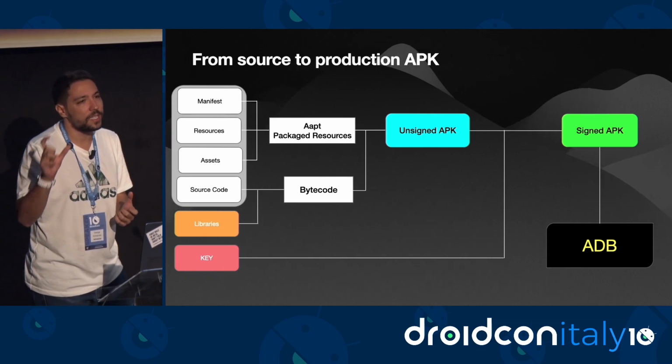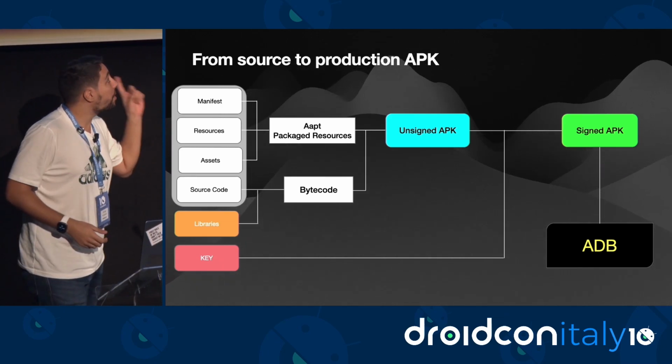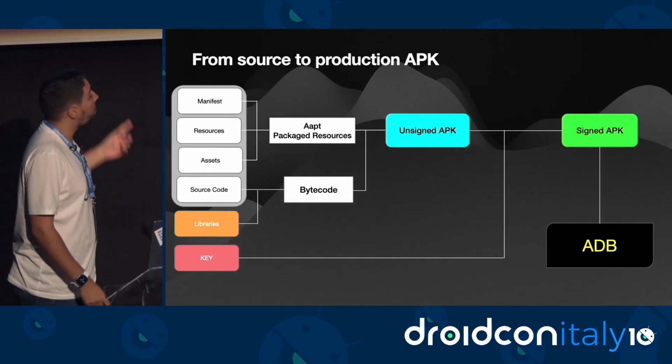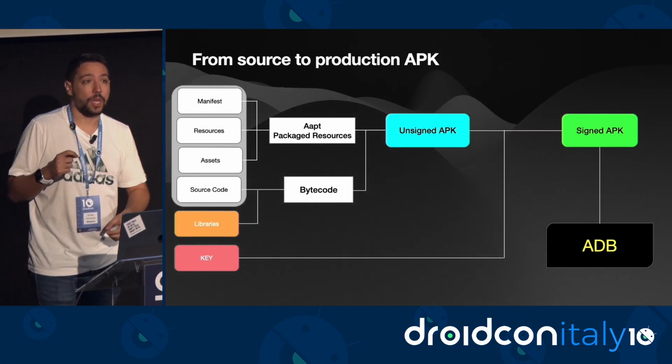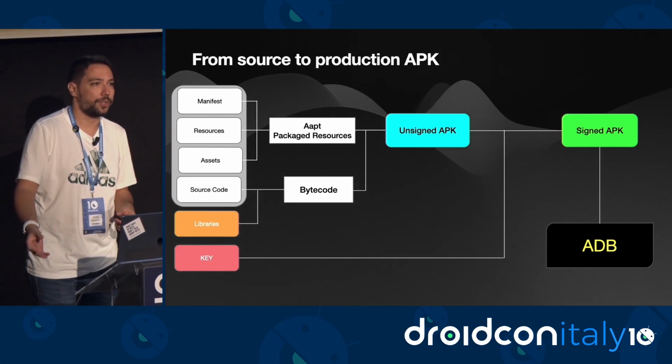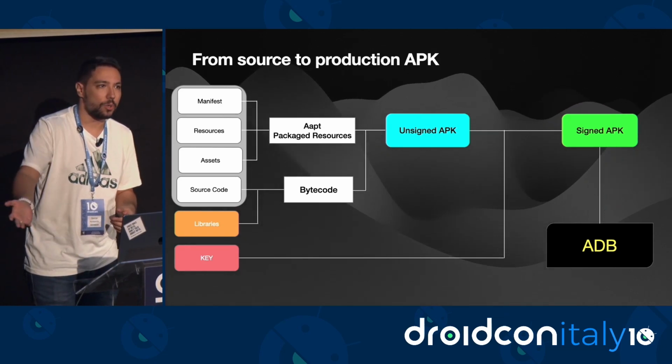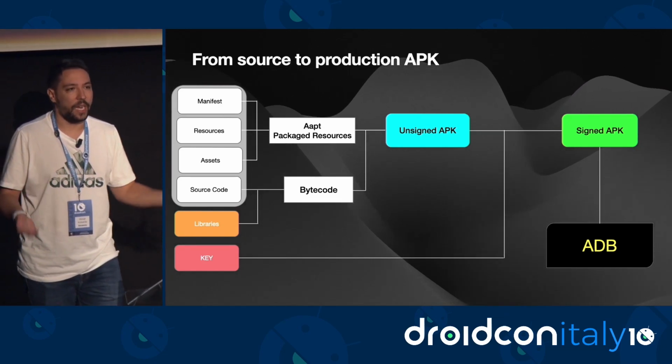And once we have an unsigned APK, we get our key, which is really important, and we're going to discuss more about the key later. And we're going to sign our APK. And once we have a signed APK, we're ready for production. We're ready to upload it to Play Store. We're ready to send it to any of our user base.